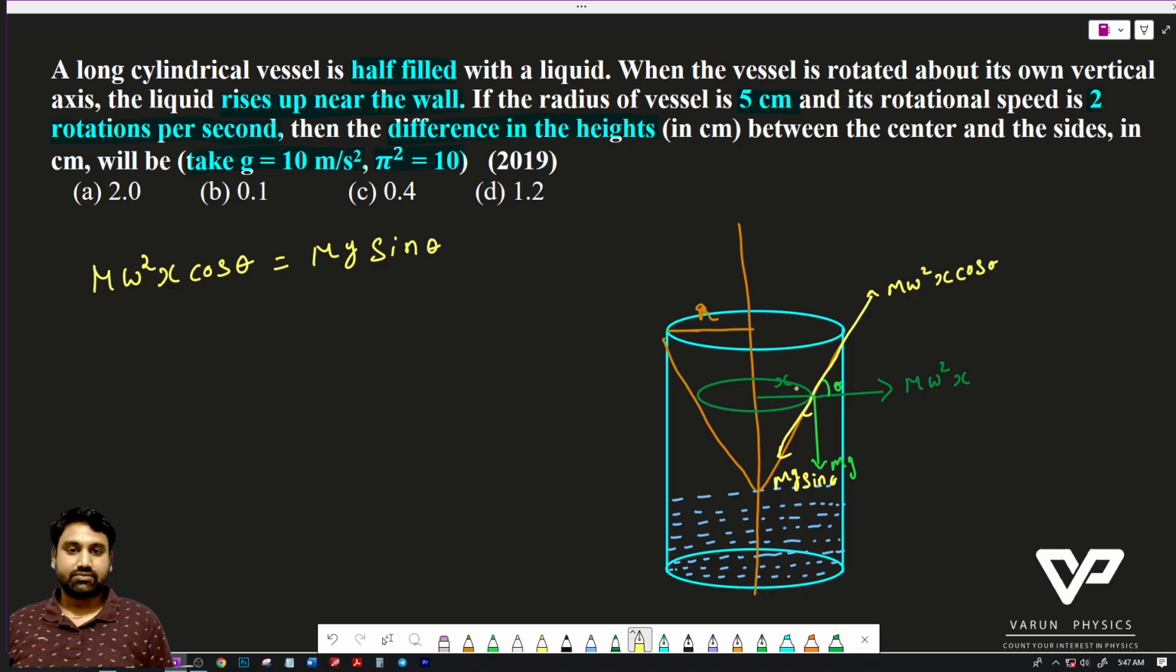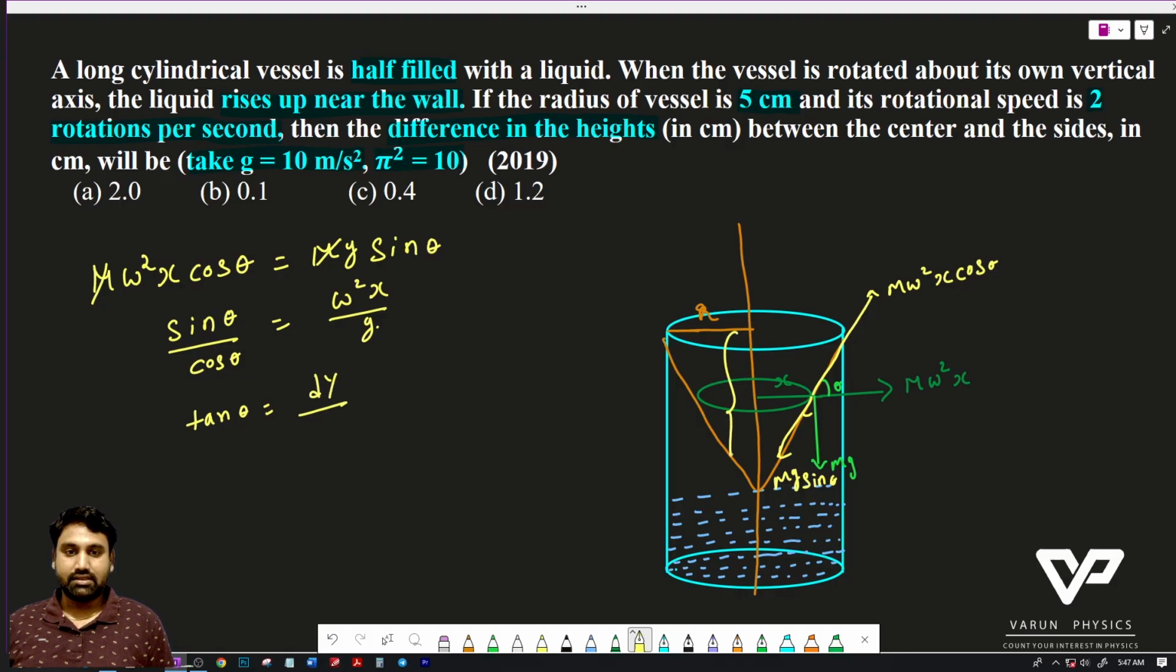So, for this small portion, m gets cancelled. We can write sine theta divided by cos theta is equal to omega square x divided by g. This is nothing but tan theta. The tan theta is nothing but, for a small angle change, the slope we are calculating, because we want this height. For that I am calculating the slope for a small length, that is dx, which is equal to omega square x divided by g. Therefore, dy is equal to omega square x divided by g into dx.